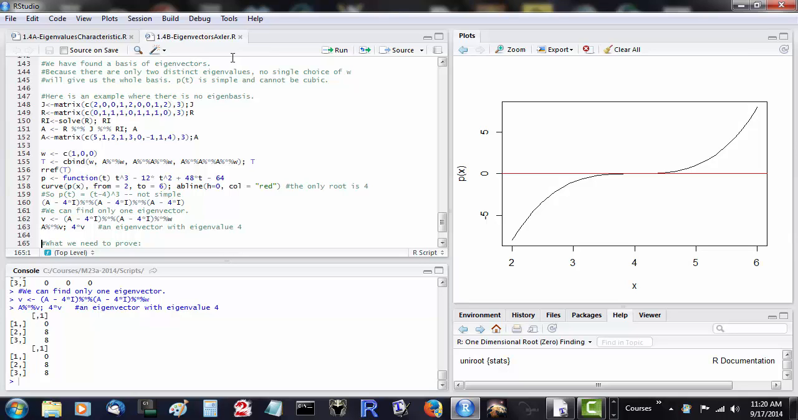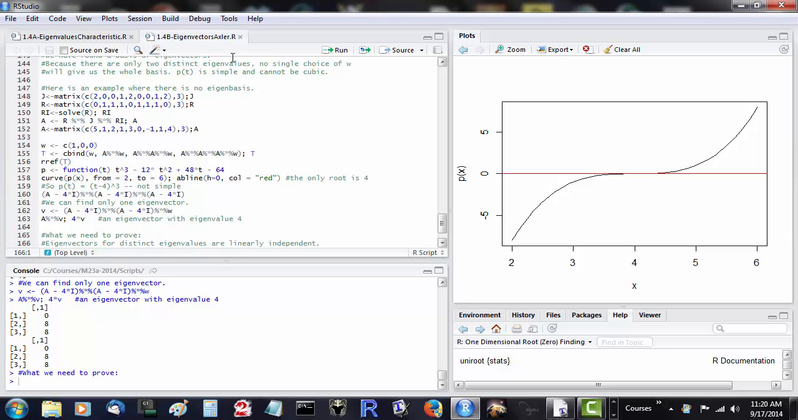So here's what's emerging and what we need to prove. First, eigenvectors that correspond to distinct eigenvalues are always turning out to be linearly independent. And that's going to turn out to be very easy to prove.